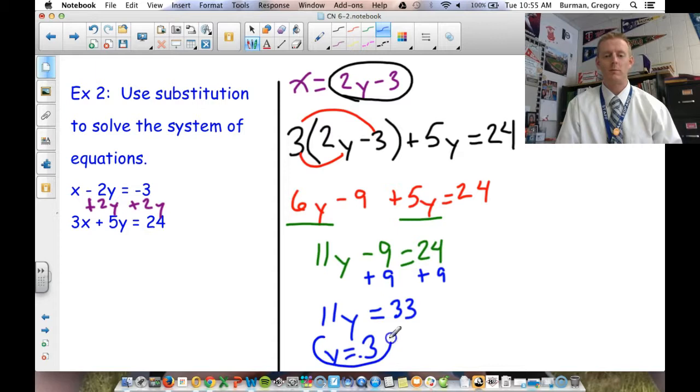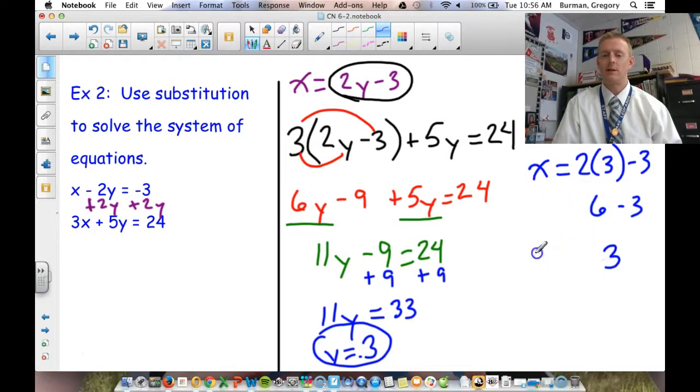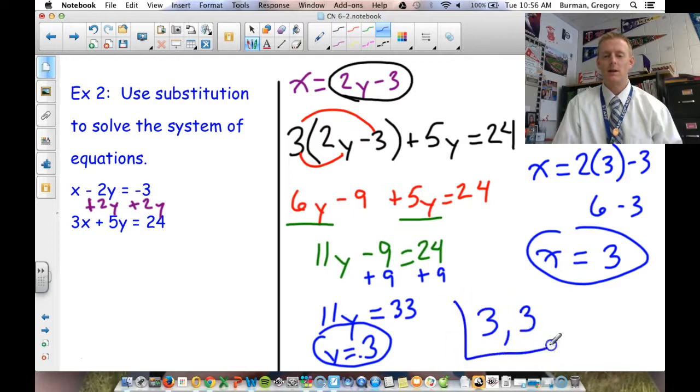So that's one part. Now again, we're going to substitute y equals 3 into the equation up here at the very top, that first equation, so that we can figure out what x equals. So x is equal to 2 times 3 minus 3. So that's 6 minus 3, and 6 minus 3 is 3. So x is equal to 3. That gives me the ordered pair of 3, comma 3, and that is my official answer for the system of equations. Now again, folks, this is the process that we are using.